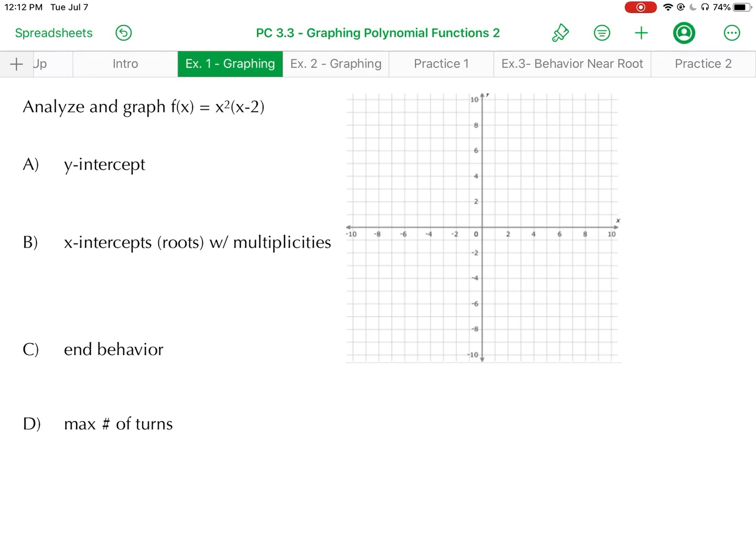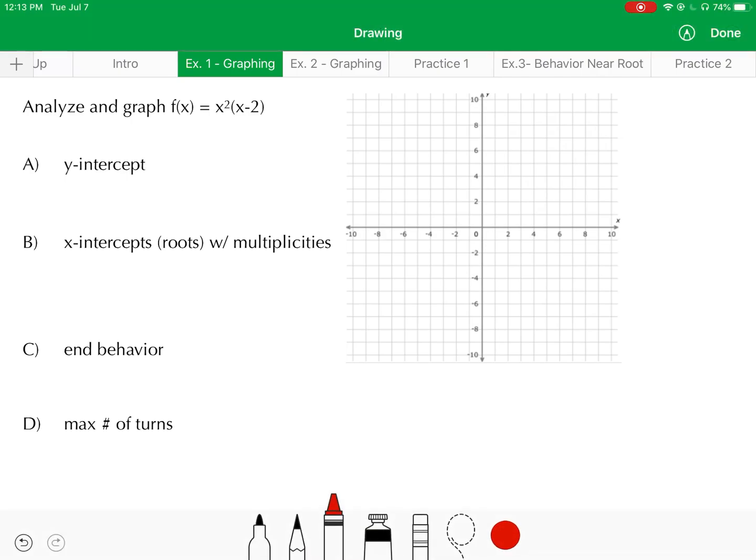We are asked to analyze and graph the function f of x equals x squared times the quantity x minus 2. So the first thing I want you to notice, I've given us the function in its factored form, which is really helpful in identifying everything we need to make the curve, okay? But also understand there is an expanded form to this function, f of x equals x cubed minus 2x squared. So that's going to be helpful in identifying a few pieces of info as well.